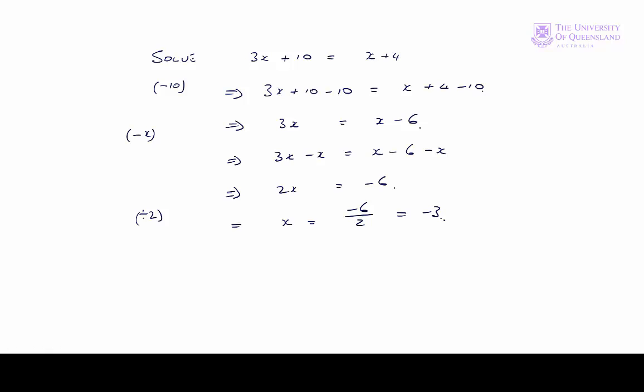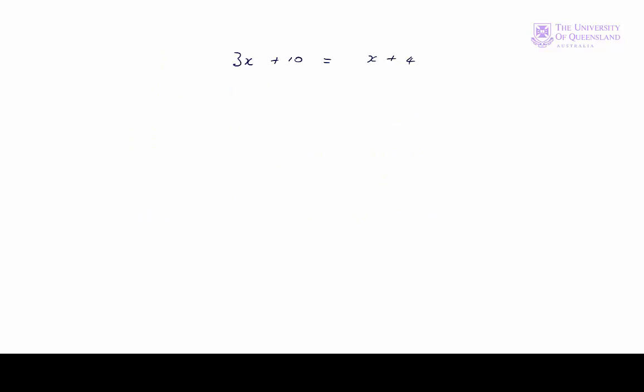So that's with exaggerated detail, just to show the process. Now, in a simpler way, we'd start with our equation. Implies 3x = x - 6. Implies 2x = -6. Implies x = -3.